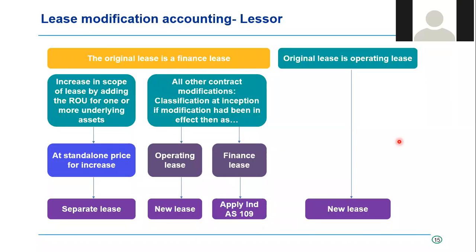Let's turn our attention to the modification accounting by a lessor, where the subject matter of the lease is a finance lease. Once again, we'll go through the same flow. After the modification, is the scope of the asset increasing? If the scope of the asset is increasing and the increase is at a rental which is then prevailing in the market, then you account for it as a separate lease. Once again, a fairly straightforward scenario.